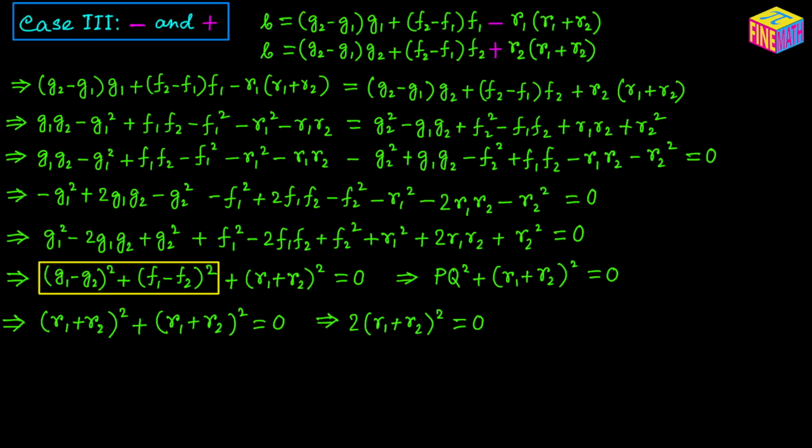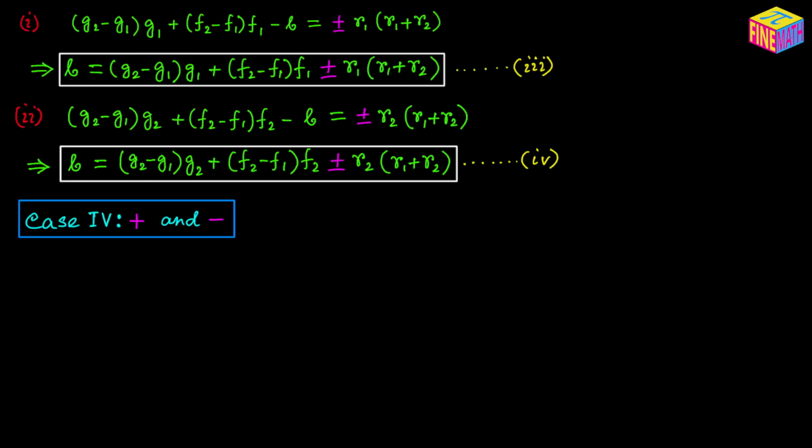2 times R sub 1 plus R sub 2 whole squared is equal to 0. Then we are going to get R sub 1 plus R sub 2 whole squared is equal to 0, and that is again not possible, because the square of the sum of the radii of two real circles being 0 is impossible, because the value of R sub 1 and R sub 2 cannot be 0. So this combination should also be discarded. Now we are left with one other combination, so let's try that.